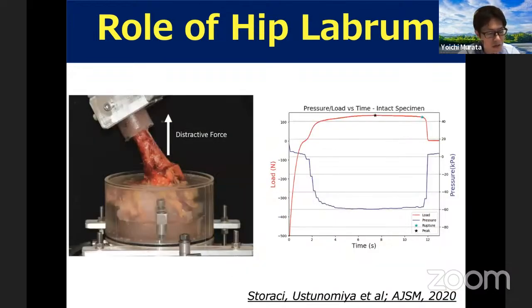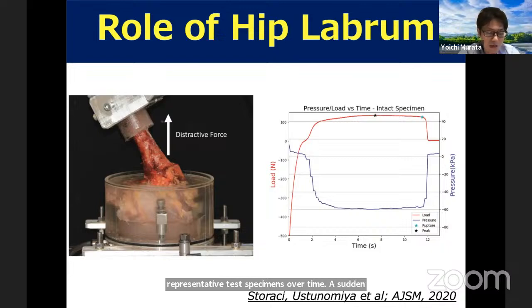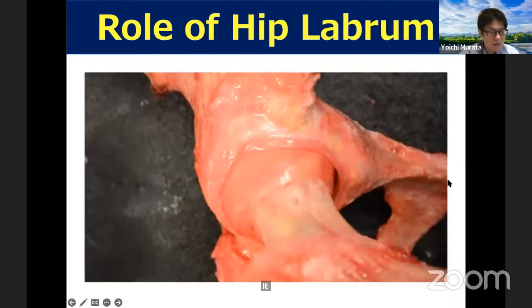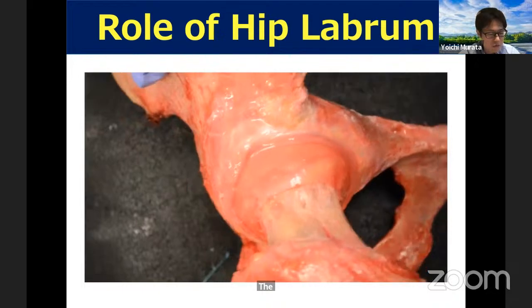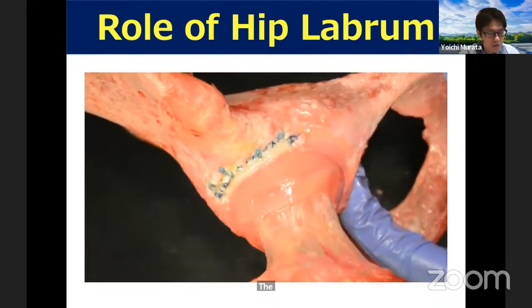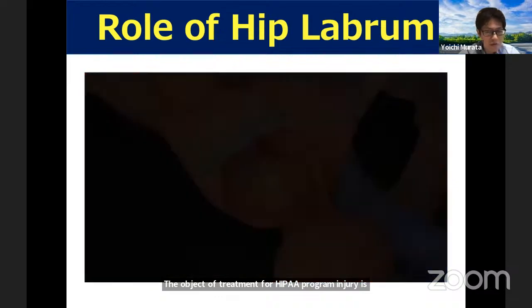Let's see the biomechanics study of the hip labrum. The femur was extended at a velocity of 0.5 mm per second from a compression of 500 Newton. The graph shows the force and pressure curves of representative test specimens over time. A sudden decrease in both tensile force and negative pressure was observed at the same time, indicating the rupture of the suction seal. The objective of treatment for hip labral injury is to regain the suction seal effect lost due to labral damage, and hip joint stability.